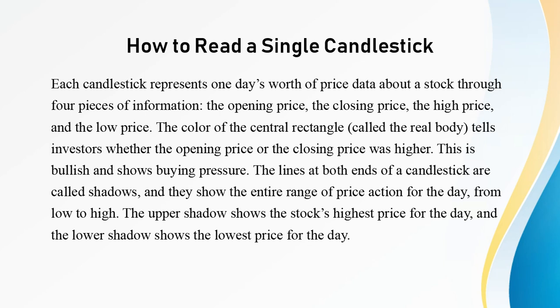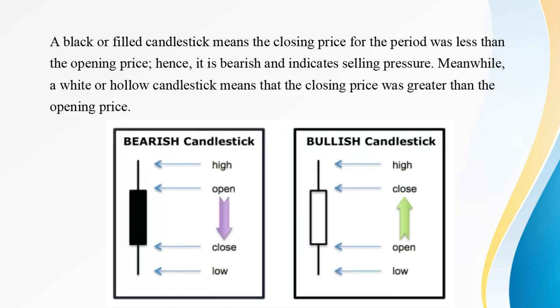The lines at both ends of a candlestick are called shadows and they show the entire range of price action for the day, from low to high. The upper shadow shows the stock's highest price for the day and the lower shadow shows the lowest price for the day. So here we have a black or filled candlestick, which means that the closing price for the period was less than the opening price, hence it is bearish and indicates selling pressure. Meanwhile, a white or hollow or a green candlestick means that the closing price was greater than the opening price.